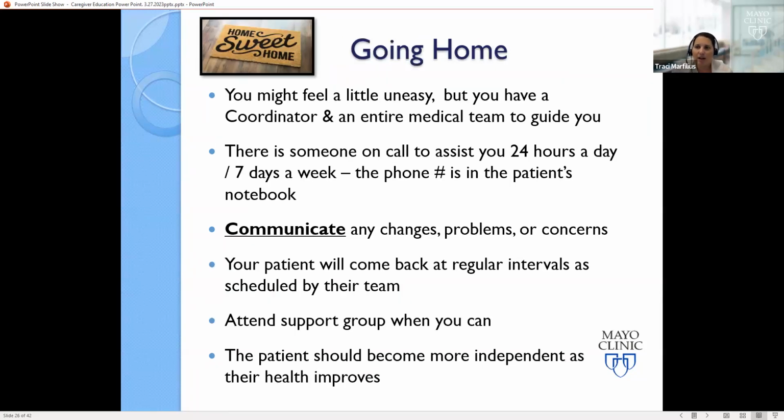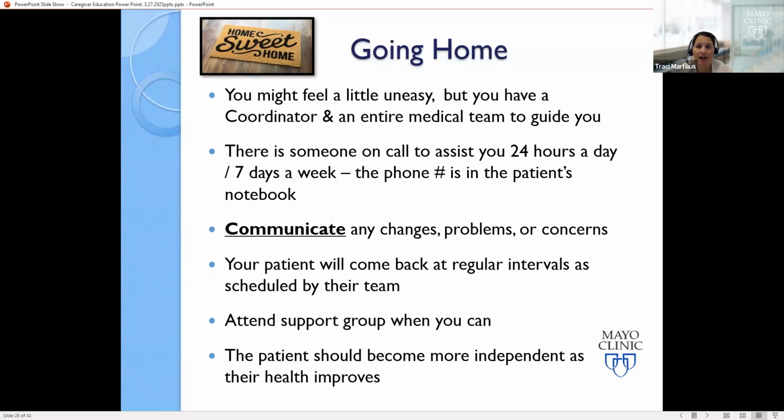So when you talk about going home, it's not uncommon for patients and caregivers to feel a little uneasy, but you have a coordinator and an entire medical team to help guide you. Remember that there is always someone on call to assist 24 hours a day, 7 days a week, and you will find that information about how to contact the on-call person in that binder that's given to you. Remember to communicate any changes, problems, or concerns to the medical team.